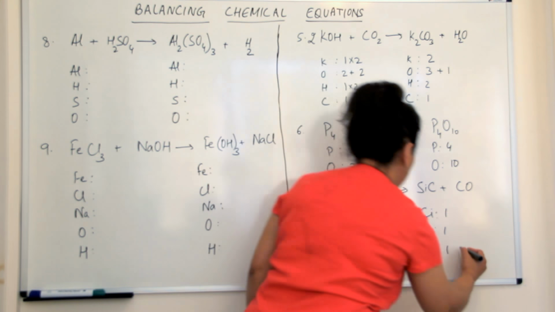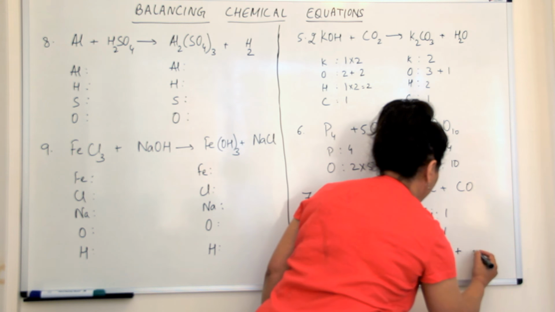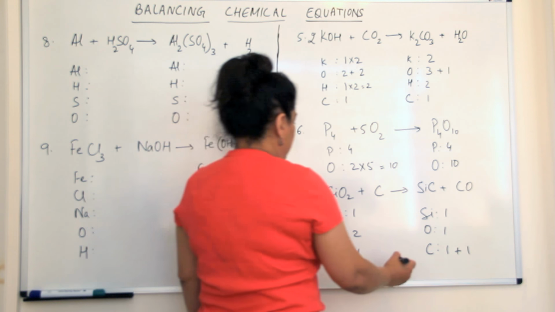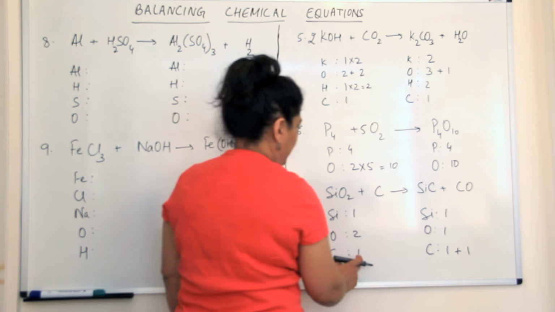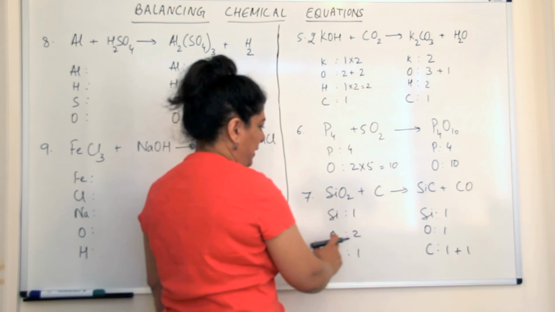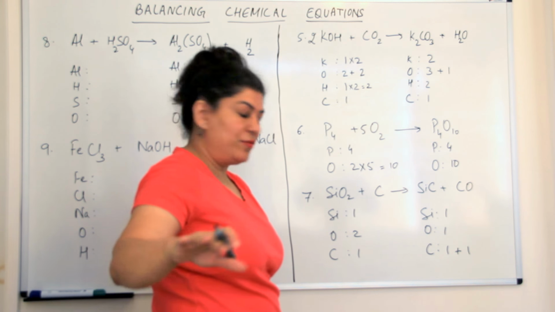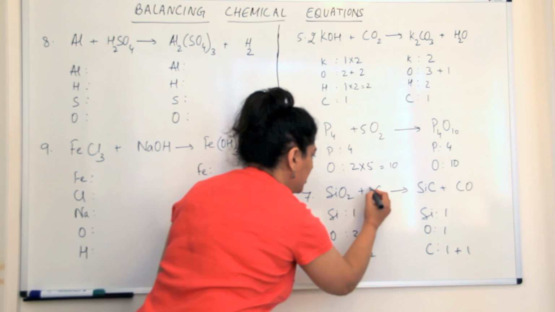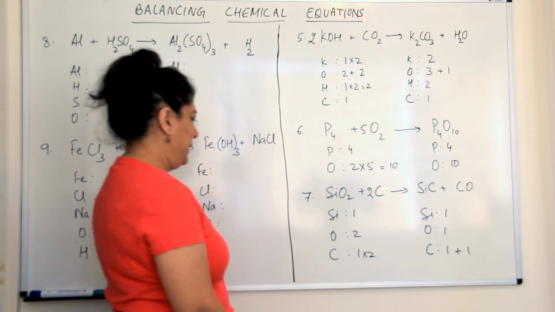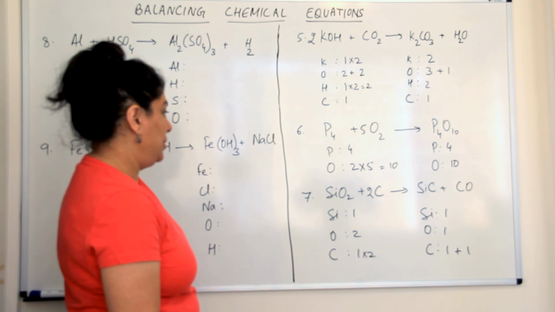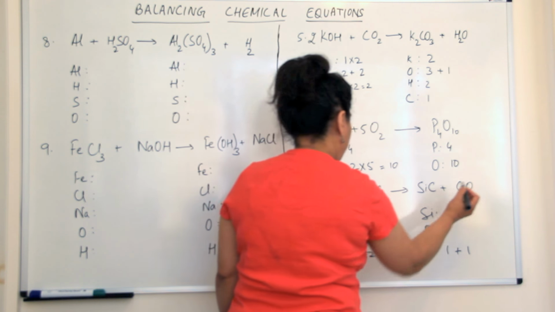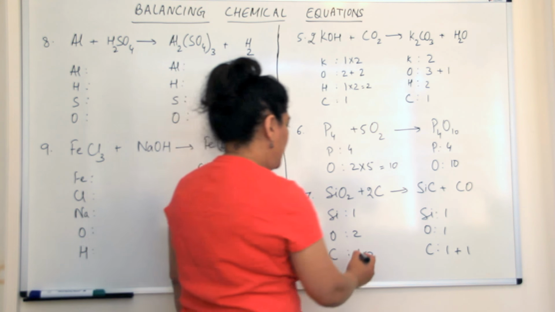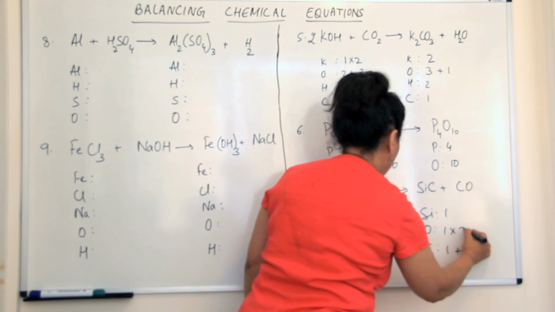No, 1 plus 1. Carbon is present in 2 of the products. So 1 plus 1. Now in order to balance the carbon, we should multiply this by 2. Silicon is already balanced and oxygen, we always leave oxygen and hydrogen till the end. So let's balance carbon. If we multiply this by 2, I'll get a 2 here. So the carbons would be balanced, right? But oxygen, I have only 1 on this side and I have 2 oxygens on this side.